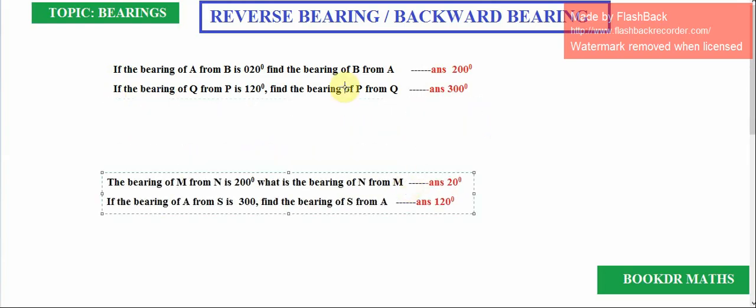Anytime an angle is given and the angle is less than 180 degrees, if you want to find a backward bearing, all that you need to do is just to add 180 to it. With this category, when the angle is given and it's more than 180 degrees, you subtract 180 from it, you'll get a backward bearing.